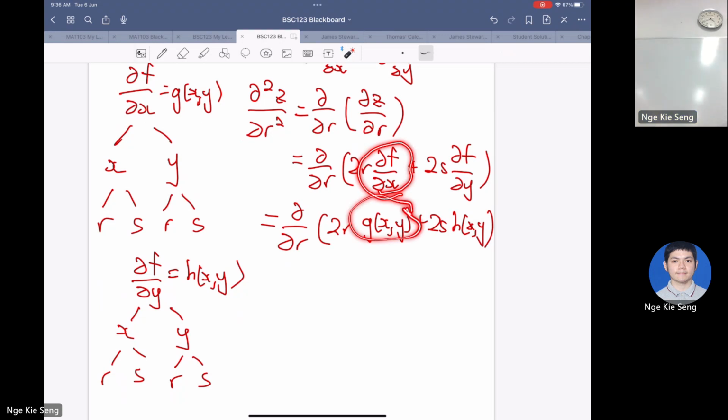So when differentiating a composite function, you need to do the chain rule.